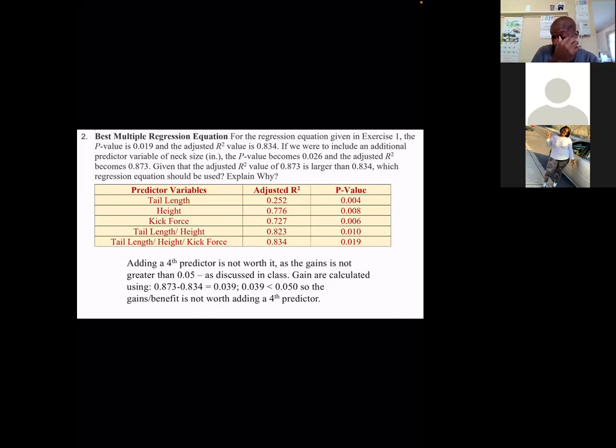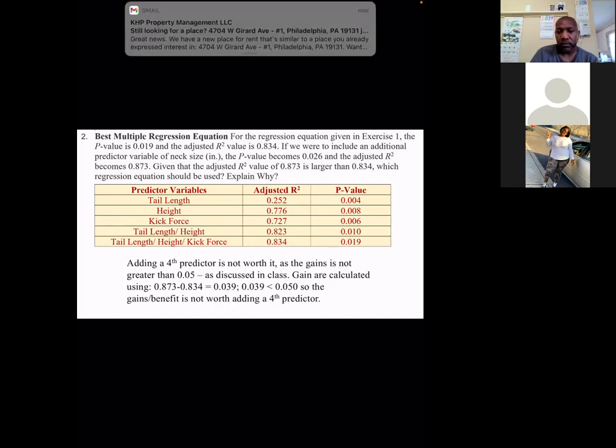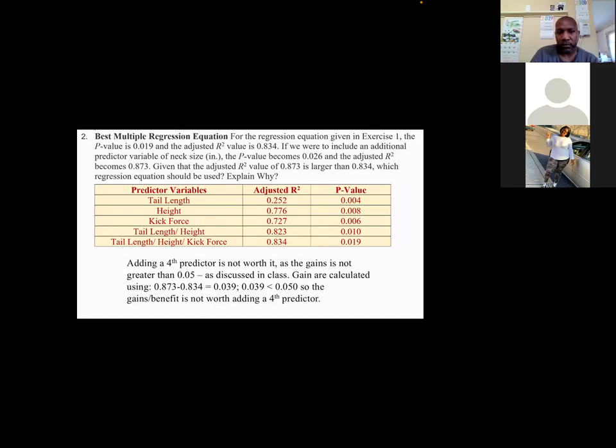The answer is at the bottom, for everybody who doesn't know. You can just read it. It says adding a fourth predictor is not worth it as the gain is not greater than 0.05, as we discussed in class. Gains are calculated using 0.873 minus 0.834, which equals 0.039. And it's not greater than the number, so it's not worth adding a fourth predictor.